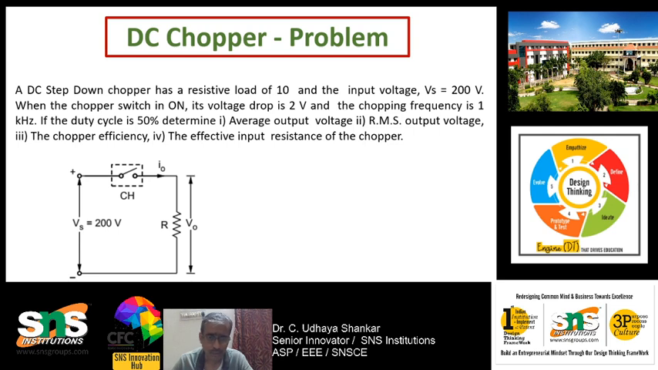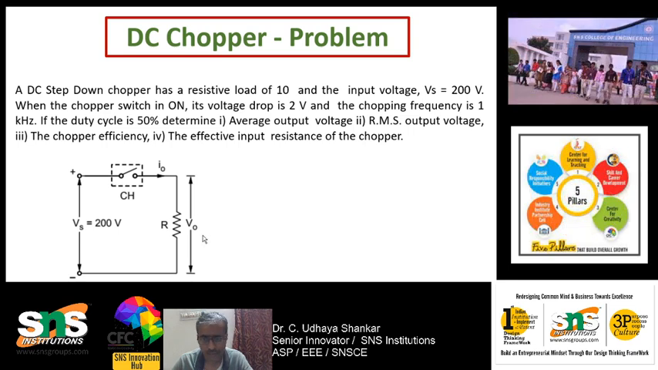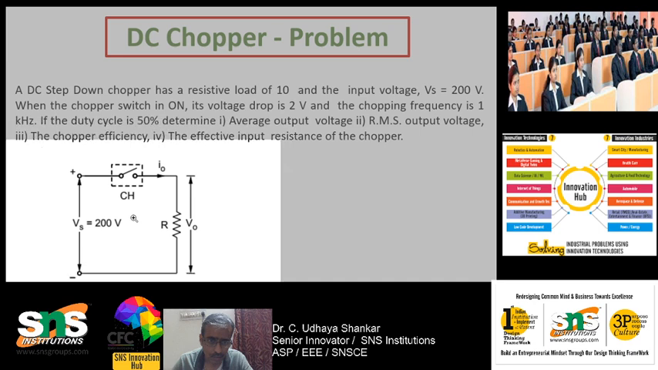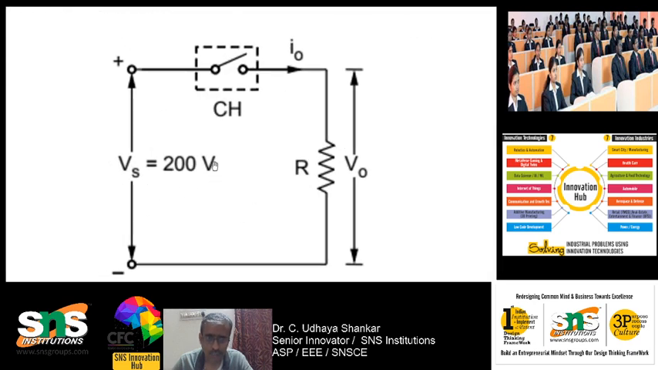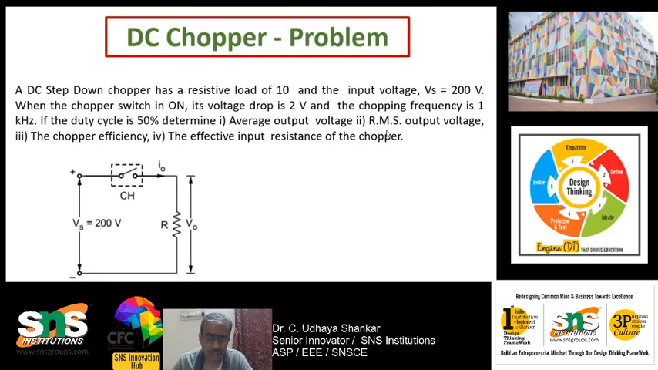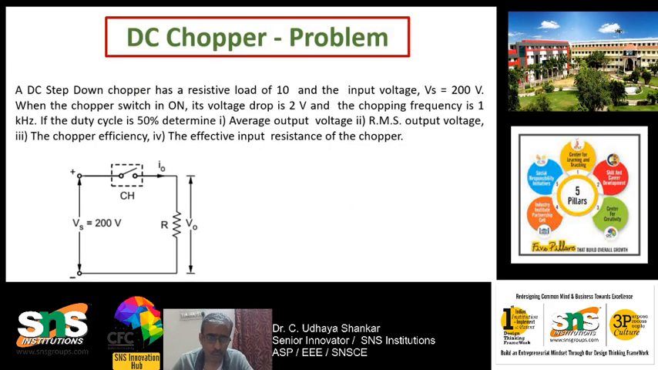So now you understand, we want to find only the output voltage, RMS voltage, the chopper efficiency, and the resistance of the chopper. Is it clear? So I will just expand this diagram. Here you can see that a 200 volts supply is given, and the chopper is there, and the load is connected, and the output voltage and output current are there. So this is the diagram which we have to draw, and moving on, how to solve.